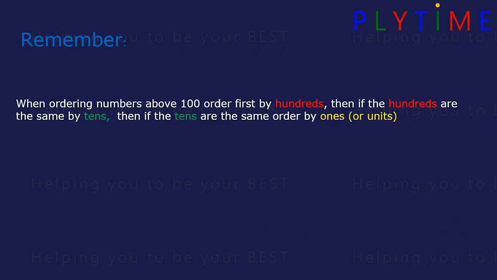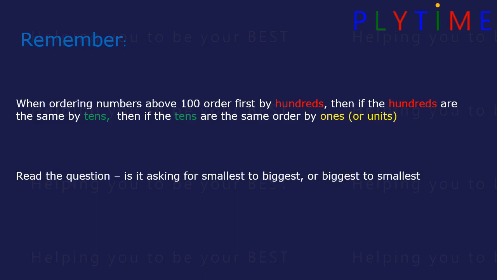Remember, when ordering numbers above 100, order first by hundreds, then if the hundreds are the same by tens, and if the tens are the same, order by ones or units. And remember to read the question: is it asking for smallest to biggest or biggest to smallest?